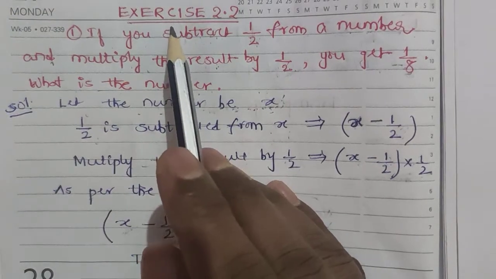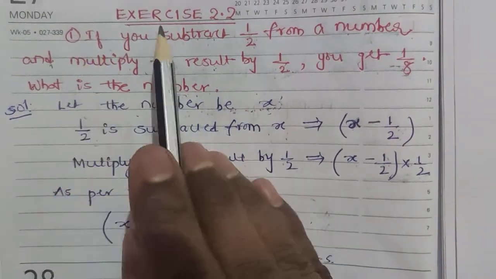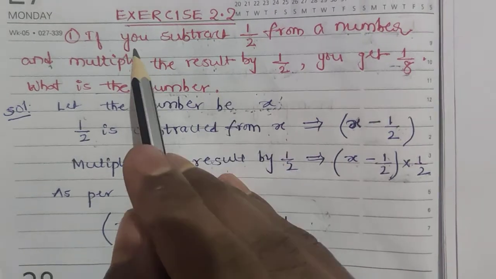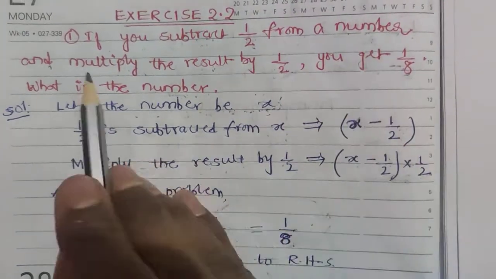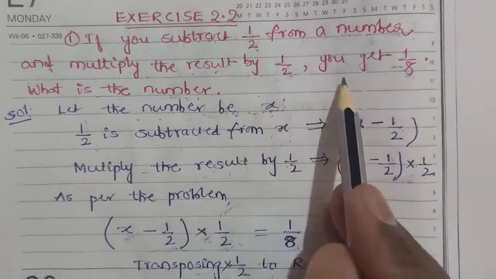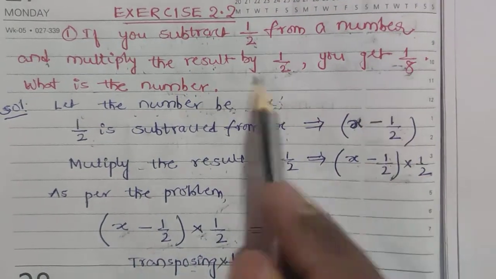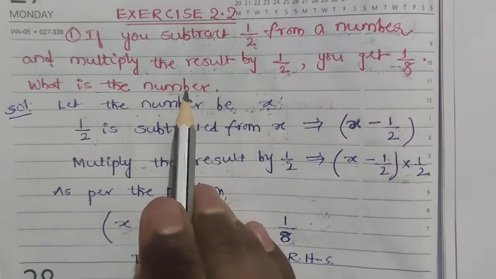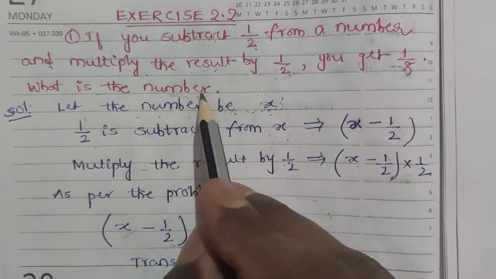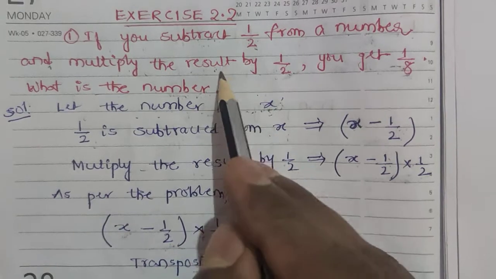In this session, we are going to discuss the first question of exercise number 2.2. The question is: if you subtract 1/2 from a number and multiply the result by 1/2, you get 1/8. What is the number? So here you want to find out what the number is. But before that, some information is given.